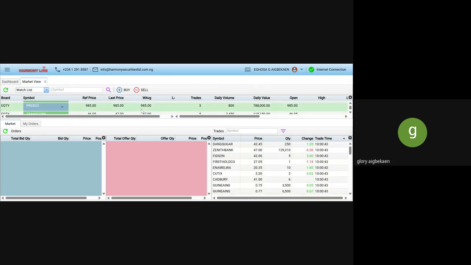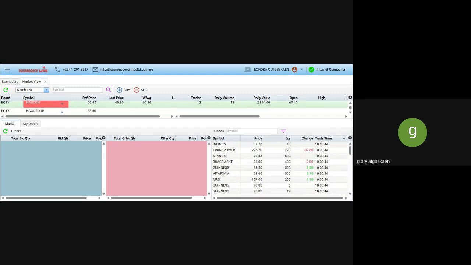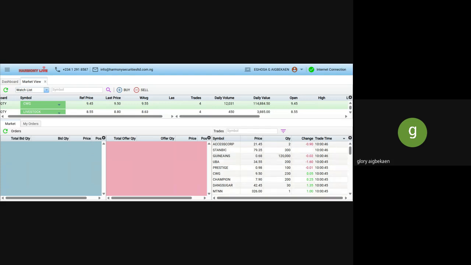Okay, so those are opportunities for new people to enter. Okay, let's look at CWG. I've been following this stock for some time.